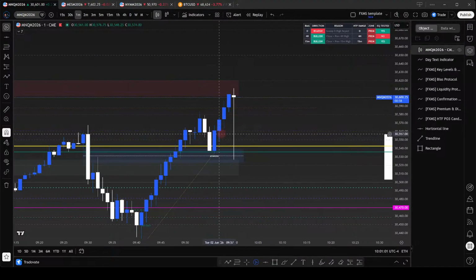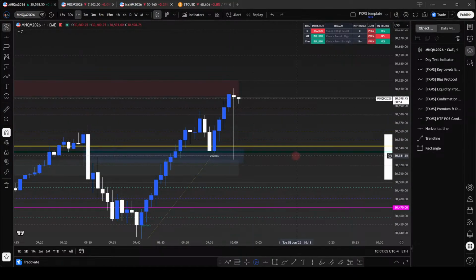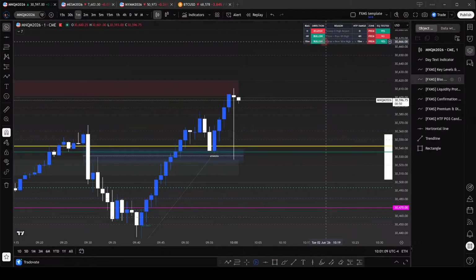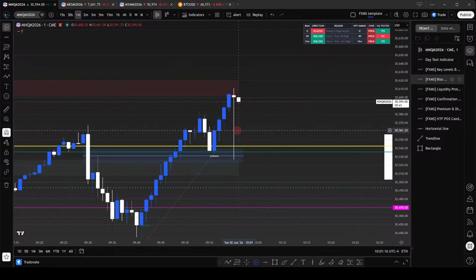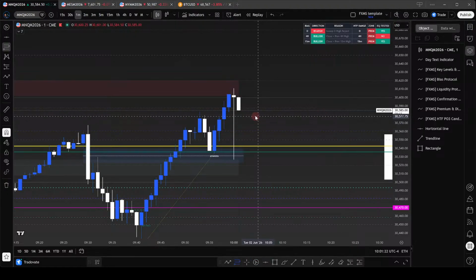So 10 o'clock volatility comes in, sweeps the lows, and you get a move back up here. So we're bullish, right? You can see we're in line, bullish. EQ has been tested, yes. We're in the premium right now though, so we want to see price come back and retest maybe the order block. To me, this is just a big manipulation wick.